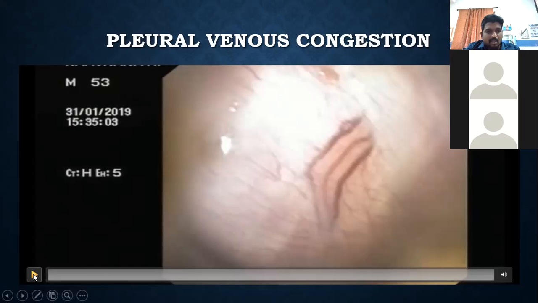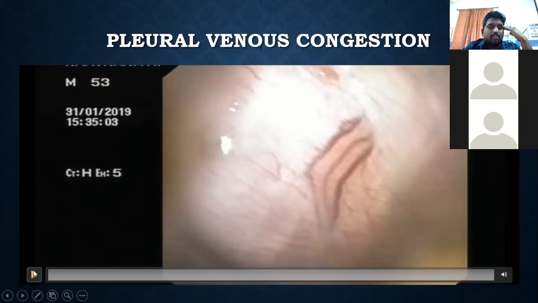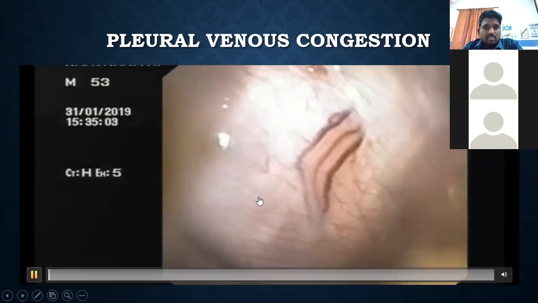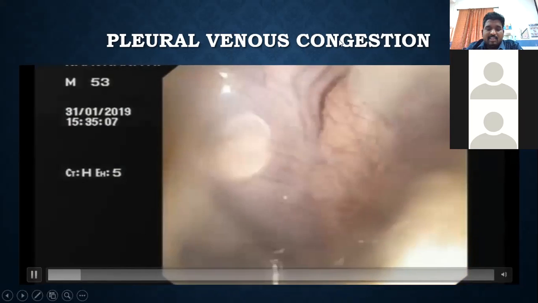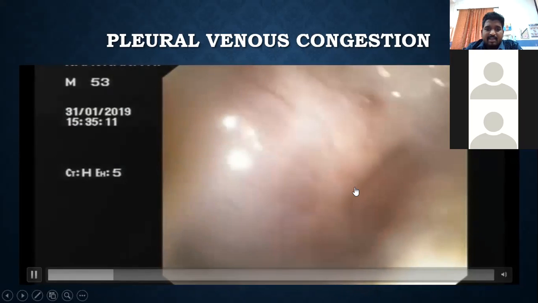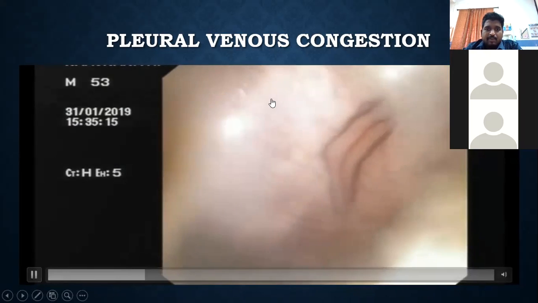This is a very good case. I'll just tell you, this patient is a 60-year-old male who presented with a recurrent effusion even after tapping. The problem is that he was using Lasix also. He was having an exudative effusion. You could see this is the parietal pleura. You could see the three strand-like lines, three dilated venous radicals. Otherwise the pleura is shiny.